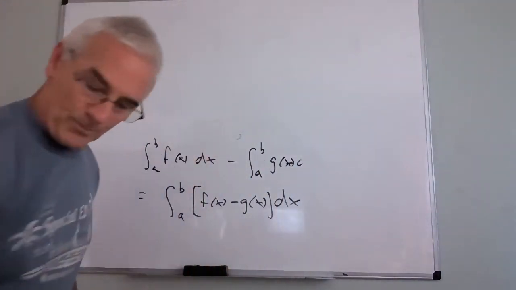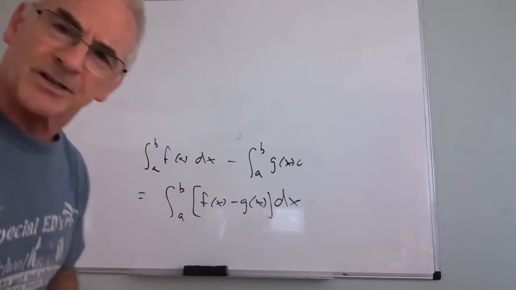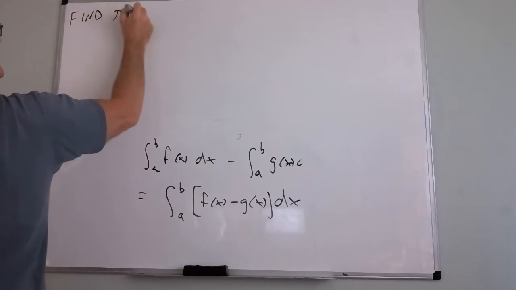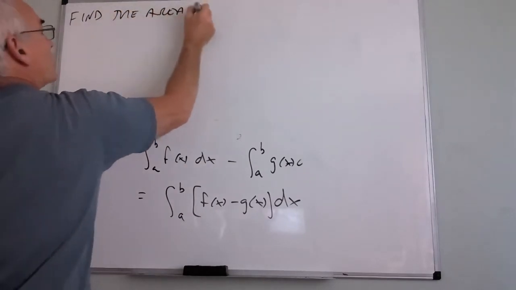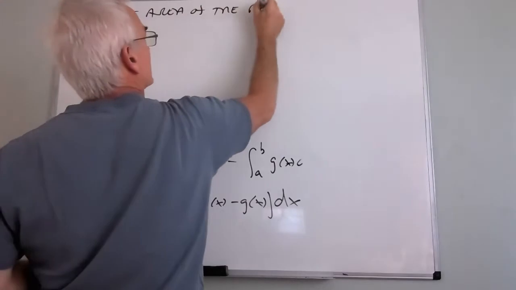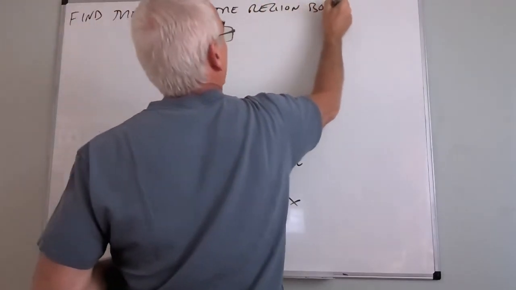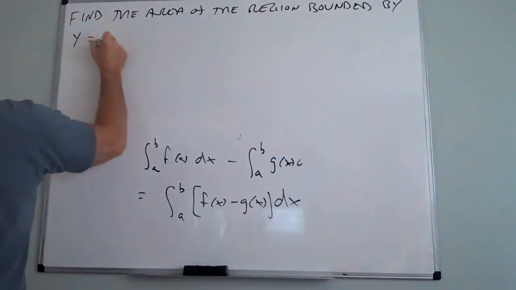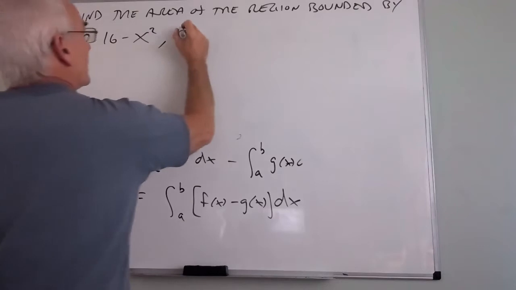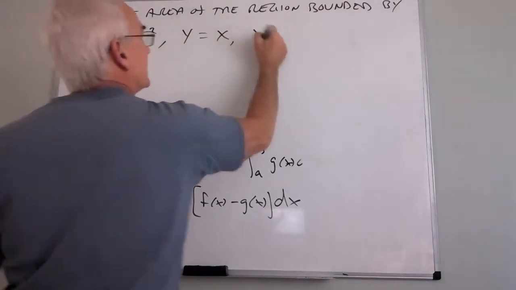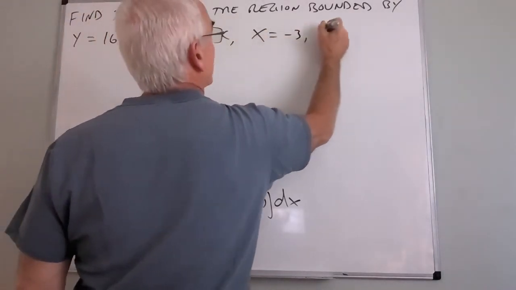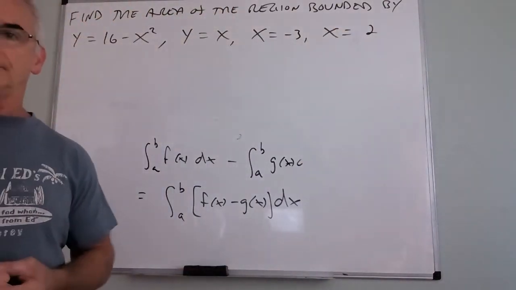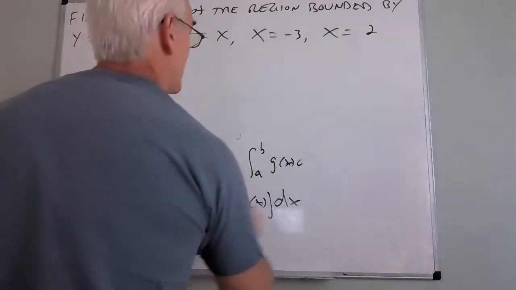All right, so I'm going to give you the language that you're going to see also. So we'll say, find the area of the region bounded by, how about y equals 16 minus x squared, y equals x, x equals -3, x equals 2. Okay. Now I gave you a lot of boundaries there.